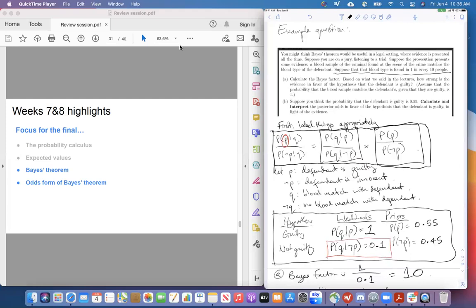I don't think that will be problematic when you meet the odds form of Bayes' theorem on the final. I think if you write out this theorem first, so that's my top tip, you'll be okay with this. I've tried to be more transparent about what the hypotheses and what the evidence are.